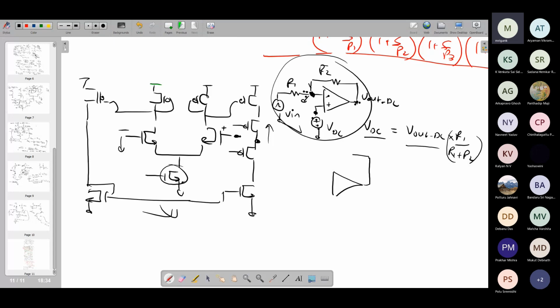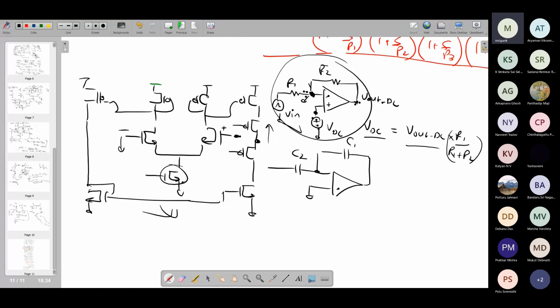So in that case, what happens? Just like in the case of resistors, you get an R2 by R1 gain. In this case, it will be also the same. In this case, C1, C2, so it will be C2 by C1, right? So in terms of small signal gain, it will give you the C2 by C1 gain. So the only problem is DC bias.